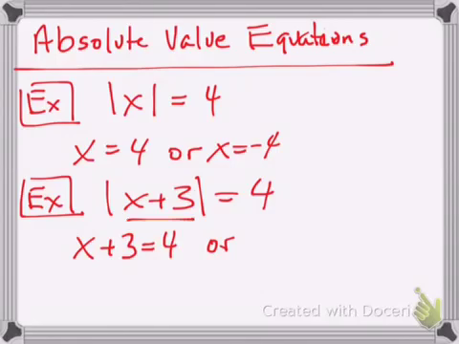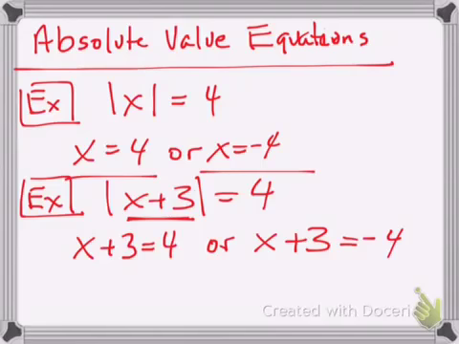No. This thing doesn't change. x plus 3 could also equal negative 4. Just like we split the previous equation. Once you have the absolute value by itself, you can split it into two equations. x plus 3 equals 4 will give us x equals 1. x plus 3 equals negative 4 will give us x equals negative 7.